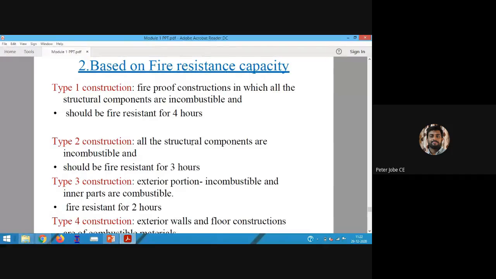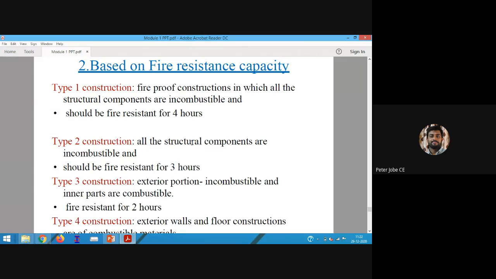Okay. So next is based on the fire resistance capacity, in which there are different types of construction. First is type 1 construction. That means the fireproof construction in which all the structural components are incombustible and should be fire resistant for 4 hours.